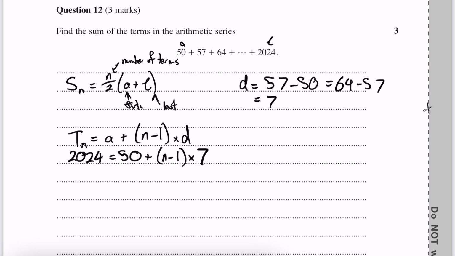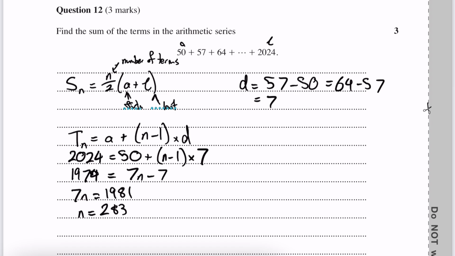What we then have is 1974, if we just subtract the 50 on both sides. If we expand the bracket, we also get 7n minus 7. Then we're left with 7n equals 1974 plus 7, which is equal to 1981, and n equals 283. So we have 283 terms.